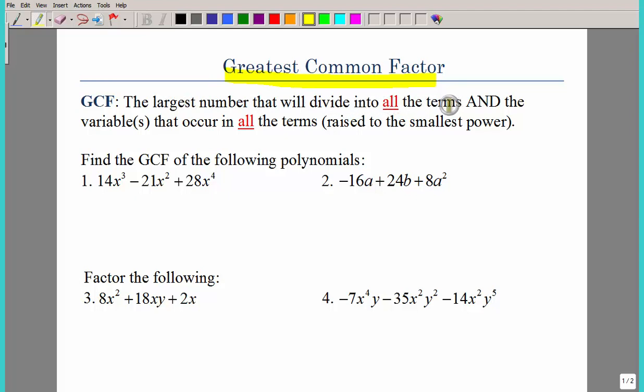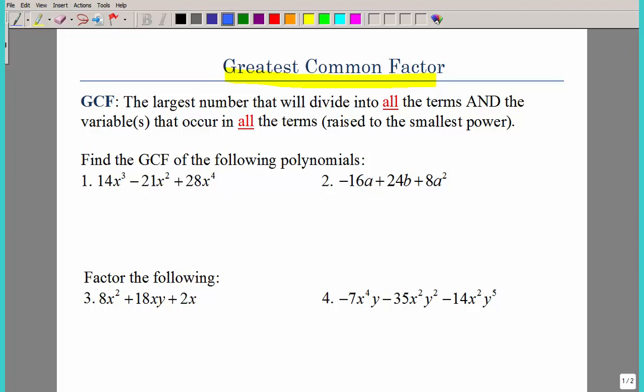The first thing we look for is the largest number that will divide into all the terms. And so as we look at number 1, 14, 21, 28, you should be thinking, well, they're all divisible by 7, and you are correct. However, we also want to look at all the variables that occur in all the terms. So again, we have x's in all of these, but then we look at the powers. We have an x cubed, x squared, x to the fourth. And so the GCF for the variables would be the one that's raised to the smallest power. That's how many they have in common. They would all have x squared, or x times x, in common.